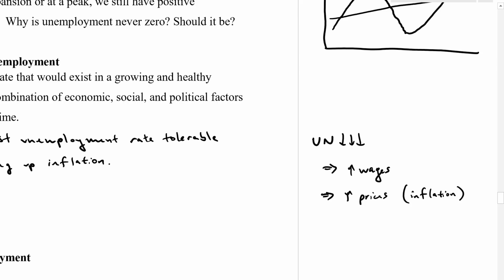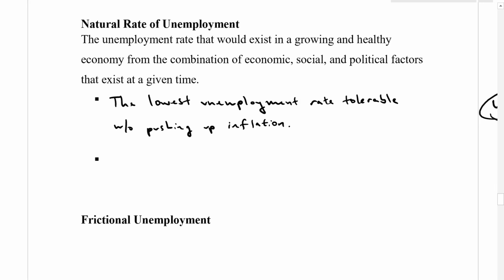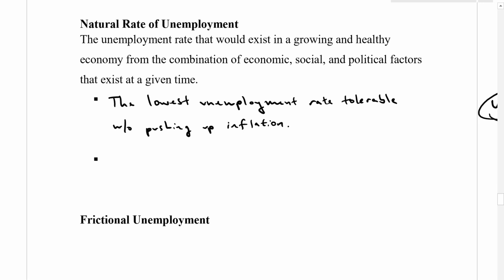And that's one of the things that the Federal Reserve, which we're going to be talking about in the next lecture series, is kind of trying to do: keep this balance between the unemployment rate and the inflation rate. Okay, so that's the natural rate of unemployment, the lowest rate tolerable without pushing up inflation.